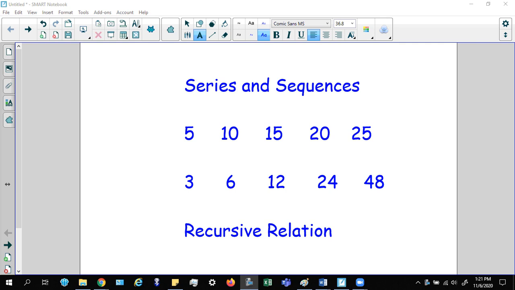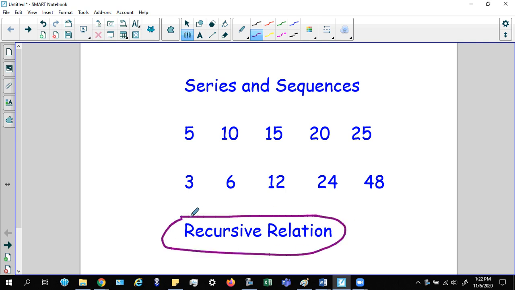All right, in this video, we're going to be talking about series and sequences, but we are mostly going to be focusing in on the recursive relation part of series and sequences. So let's talk a little bit about series and sequences. Let me just circle. There we go. That's what we're going to be doing.